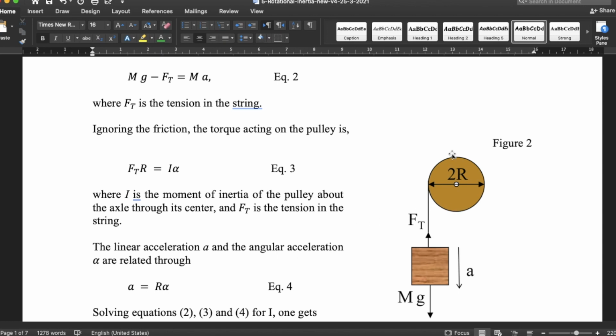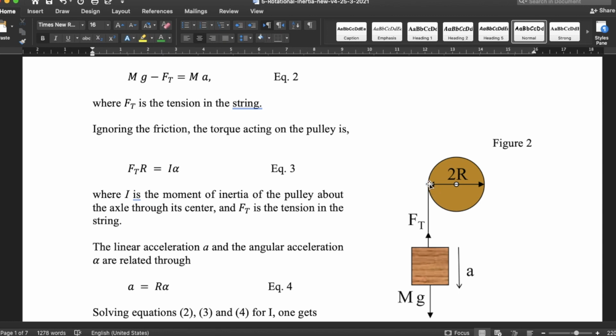Now, as for the pulley, if we consider a string element, the tension on this element would be directed downward. And if we want to find the torque on the pulley, where the center is the center of the pulley, we can see that the angle between the force of tension and the moment arm is 90 degrees. So we can simply multiply the two to get the torque.